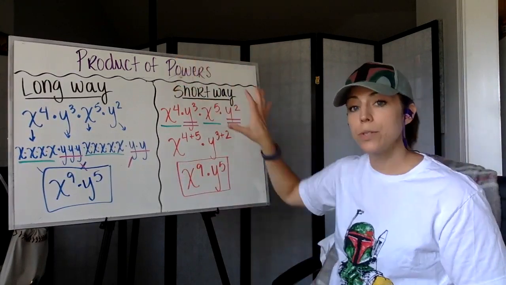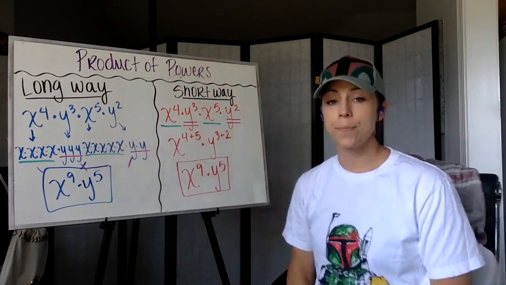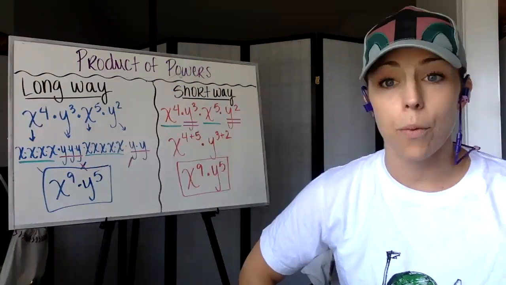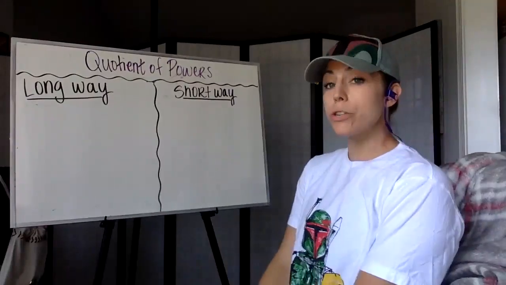So product of powers, when you have the same base, you can add the exponents. You have your long way and your short way. All right, set up the next example. Now we're going to look at our quotient of powers. Okay, up next, quotient of powers.